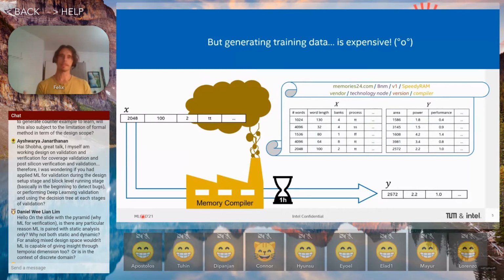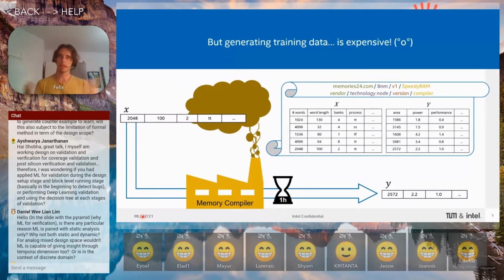So we're trying to build this data set. And typically in the past, we have used around 10,000 observations in our data set. So 10,000 distinct memories that we generate with the memory compiler. And the memory compiler gives us layouts, etc., but also PPA simulation results or interpolations of simulation results.